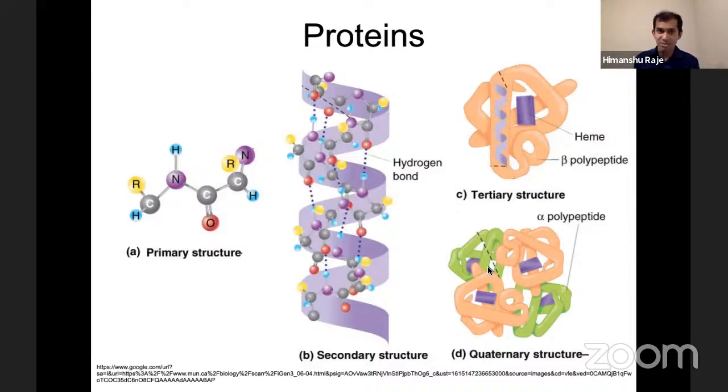So again, the take-home message here is that the monomer of protein is the amino acid. It's an amino acid sequence. The three-dimensional structure of the protein comes into the picture. It is critically important to know, okay? So keep these things in mind and let's move ahead.